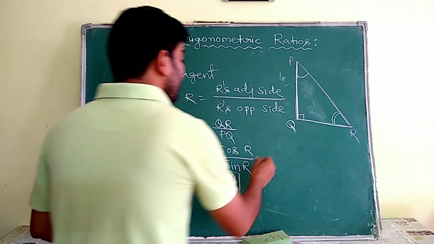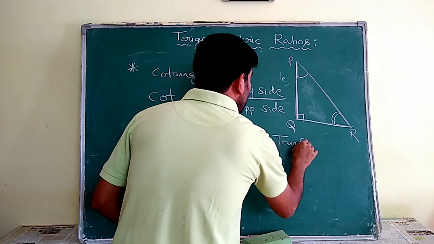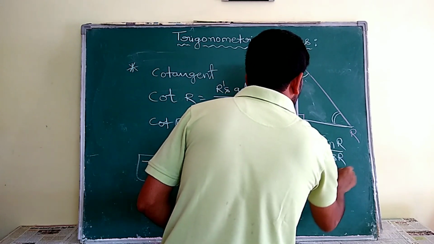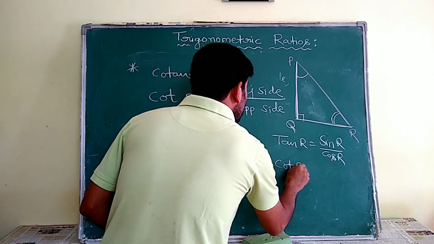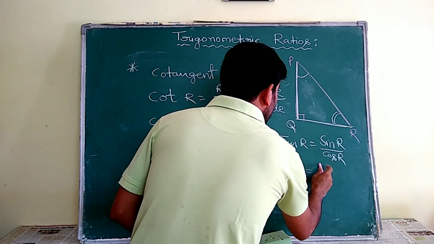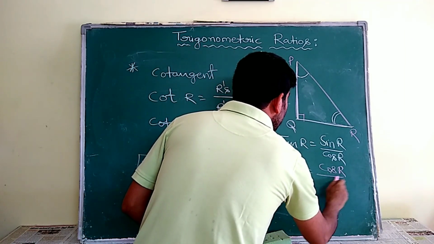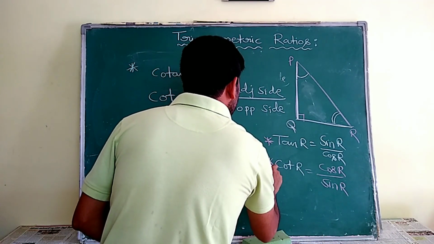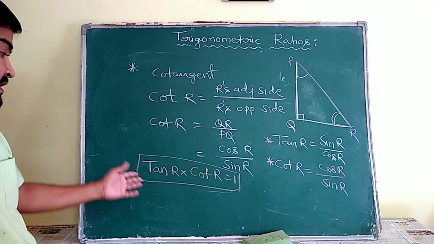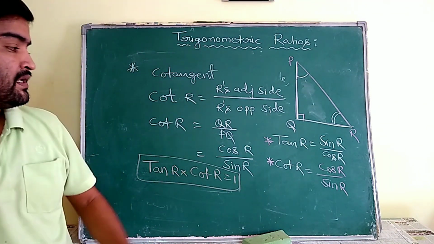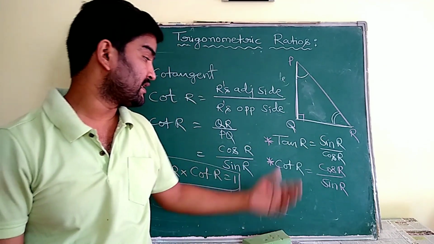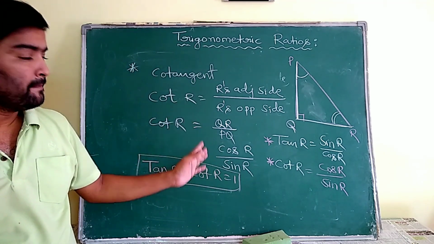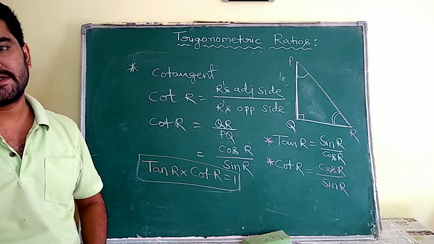As we discussed, tan R is equal to sin R by cos R, and cot R is equal to, as it is the reciprocal value, cos R by sin R. So these are the three main observations in this third family. Tan R into cot R is equal to 1. Tan R is equal to sin R by cos R. Cot R is equal to cos R by sin R. These are the main 6 trigonometric ratios.